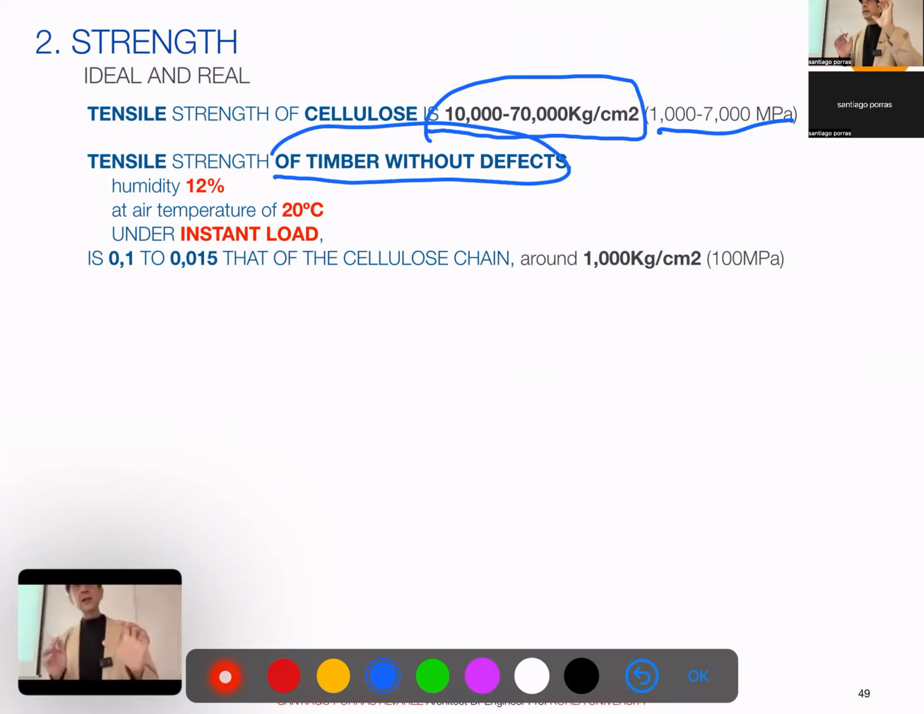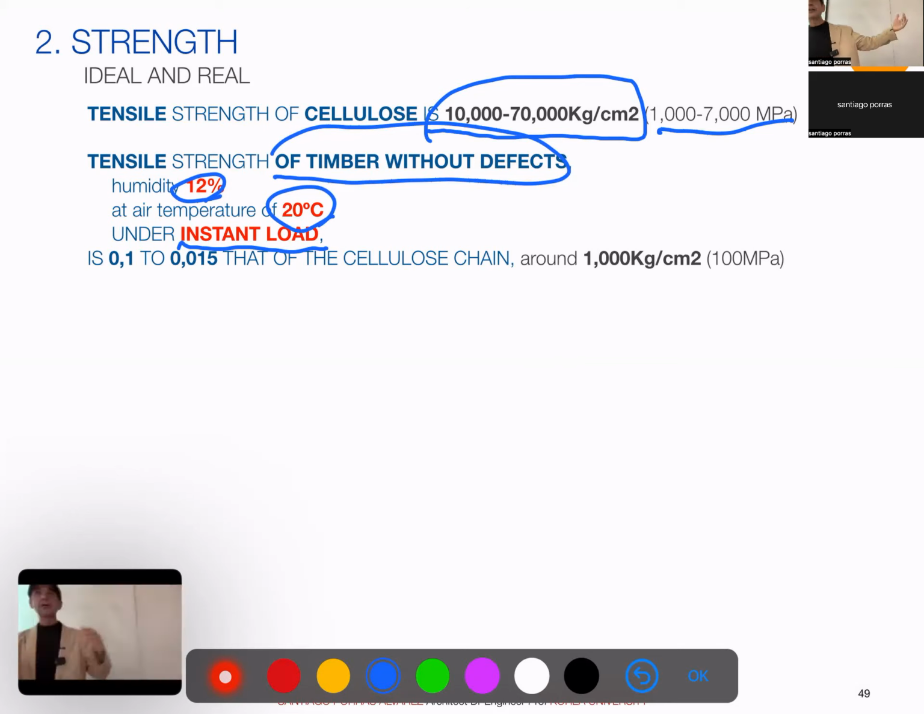So usually humidity and temperature will change the strength. When we speak of strength of timber, we usually speak of 12% humidity in timber and 20 degrees temperature. For instant load, instant is not that violent load, it's like the short-term load, right?